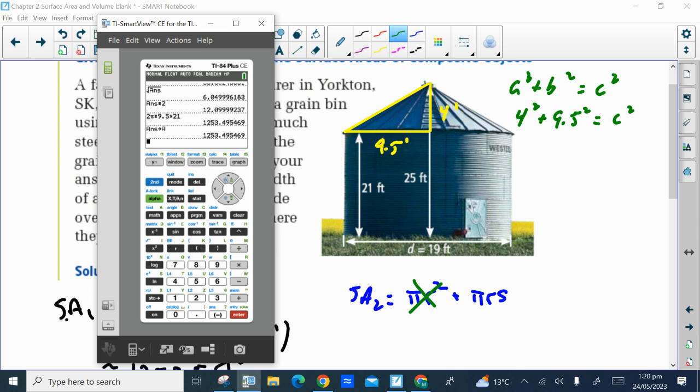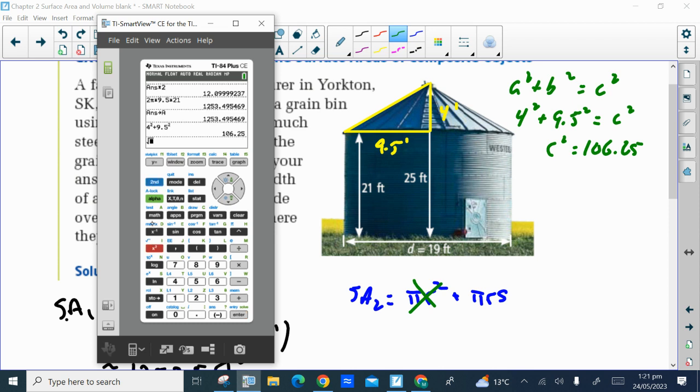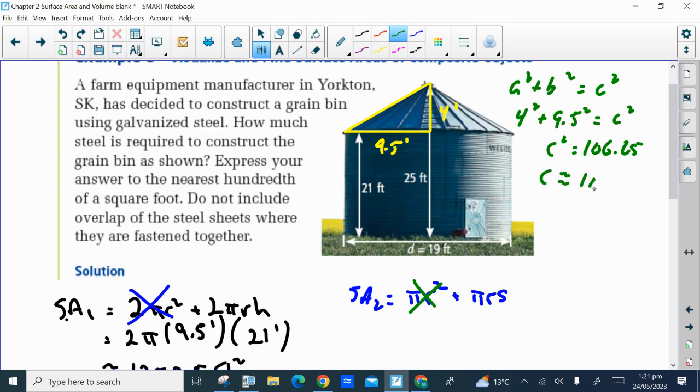So now we'll calculate our slant height, which is the hypotenuse of that right triangle, by going 4 squared plus 9.5 squared. That'll be 106.25. That's what c squared equals. And then we'll take the square root of both sides to get c by itself, approximately 10.3. And that'll be feet. So that's what the slant height is here.